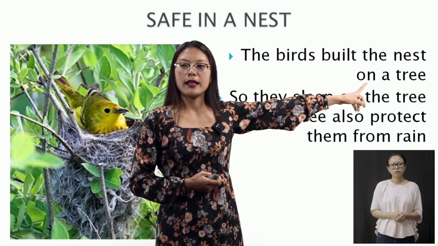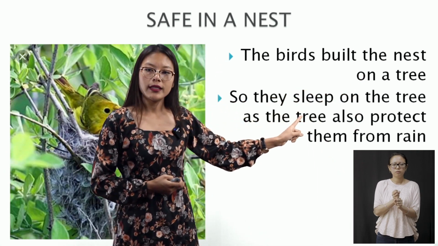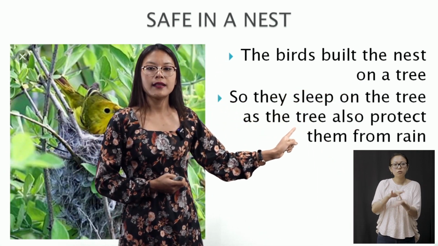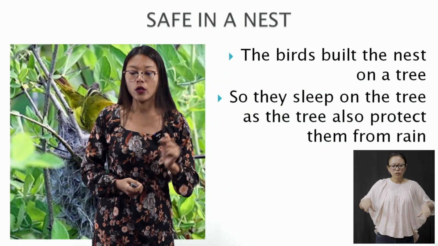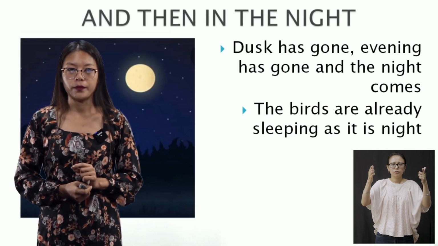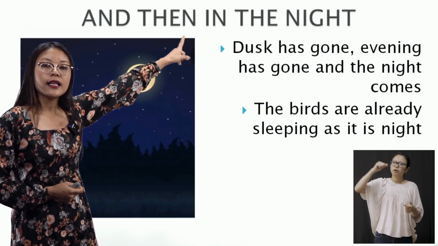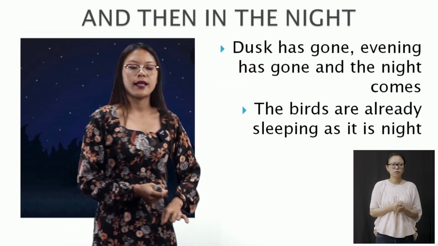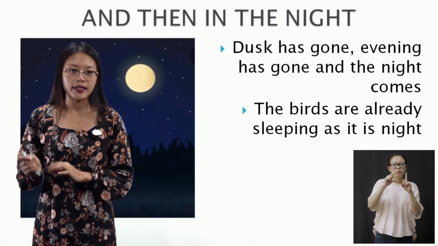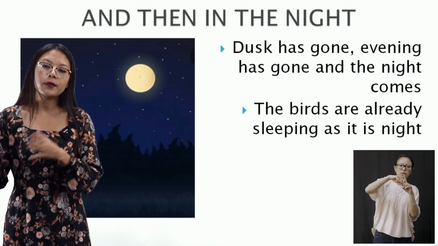The birds build the nest on a tree, so they sleep on the tree, as the tree also protects them from rain. Not only rain, but from many harms. Okay? And then in the night, that means dusk has gone by. Dusk, I've told you that it is evening. So evening has gone by.